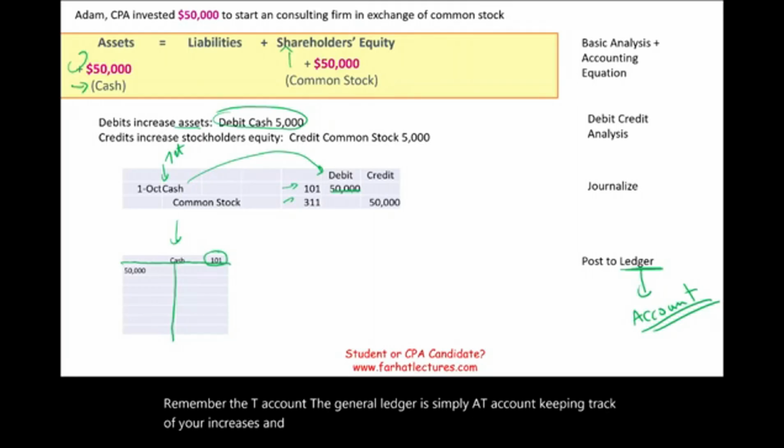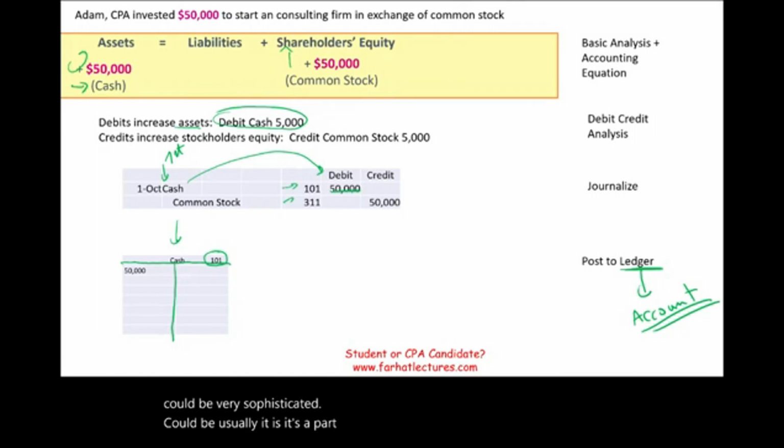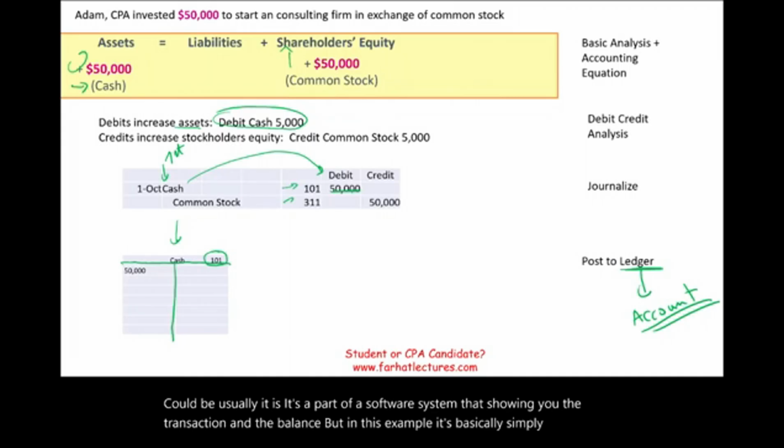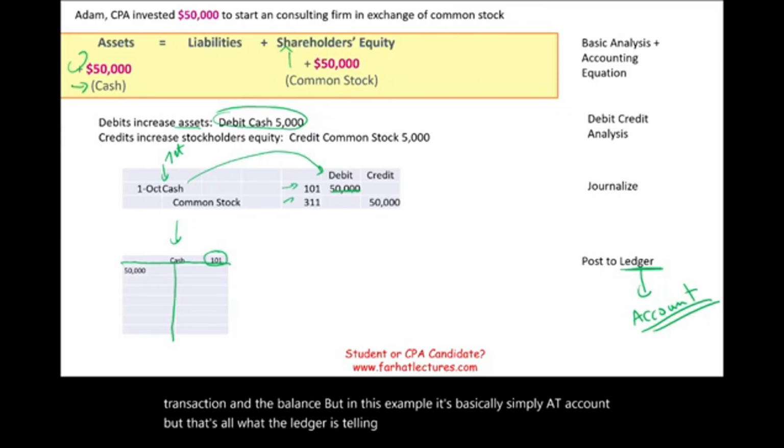Now in the real world, this general ledger could be very sophisticated, and usually it is. It's part of a software system that's showing you the transaction and the balance. But in this example, it's simply a T account. But that's all the ledger is telling you, how many transactions you have and the balance.